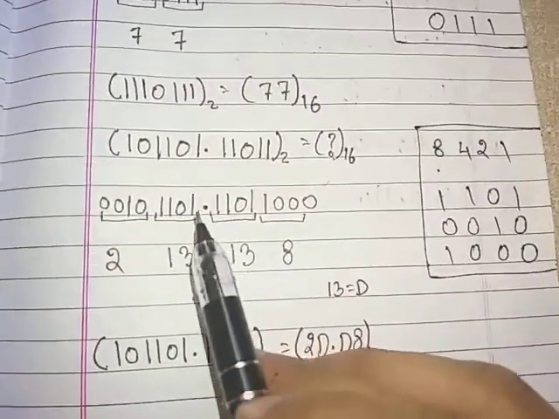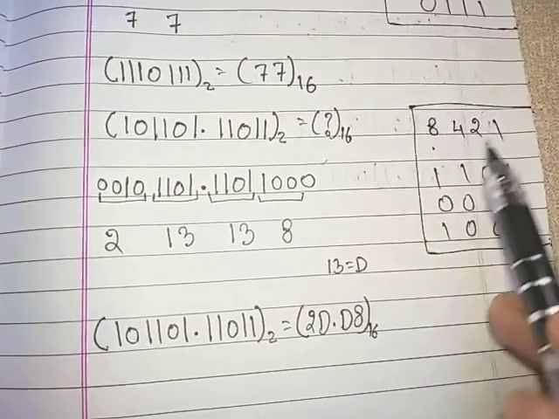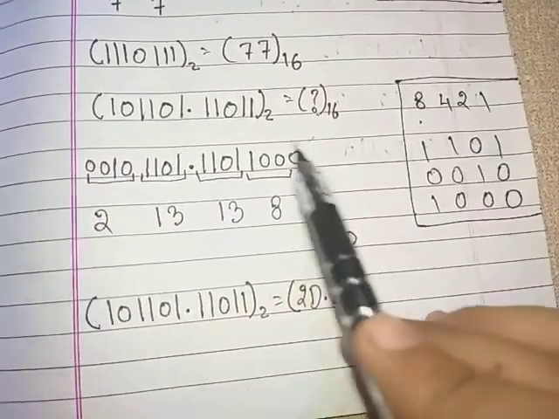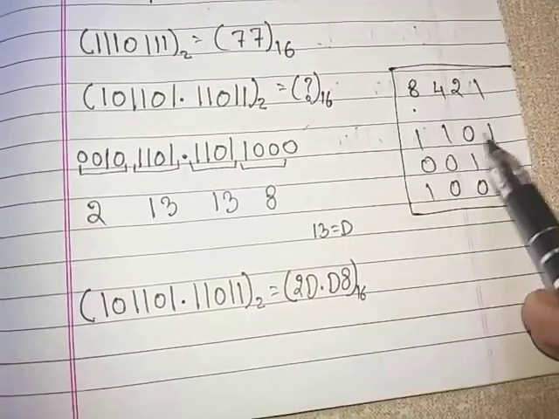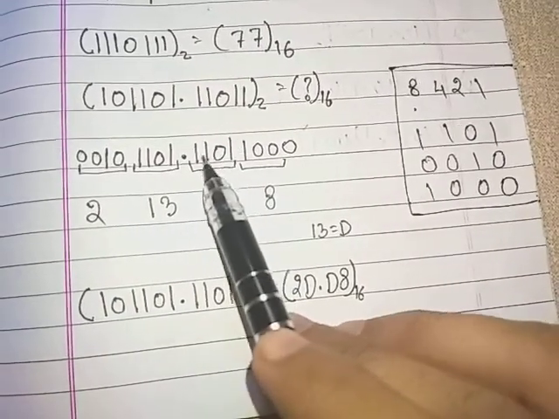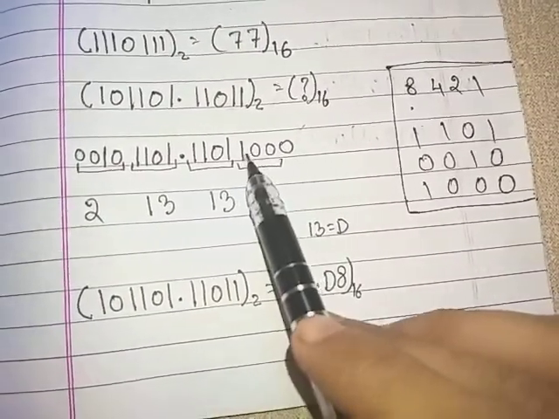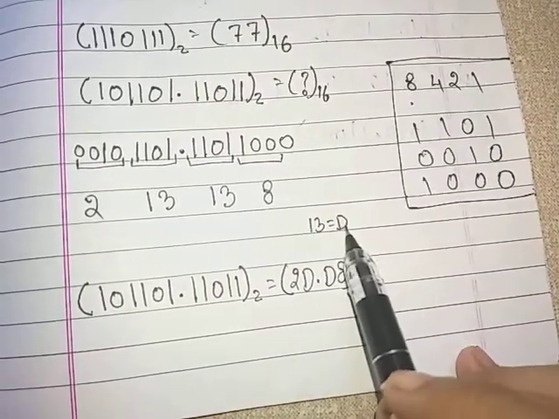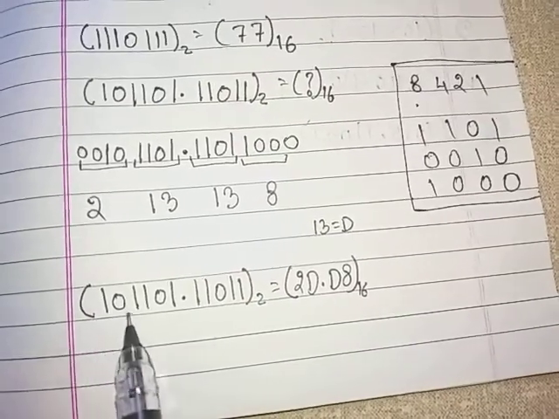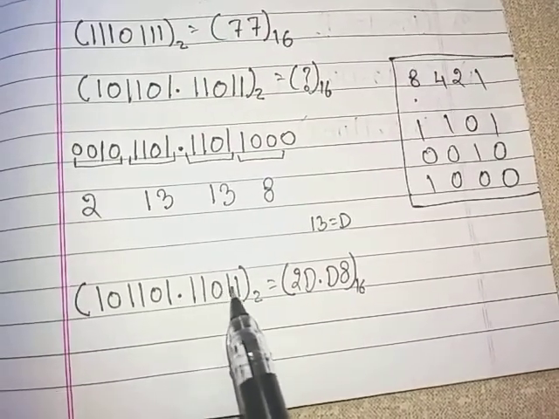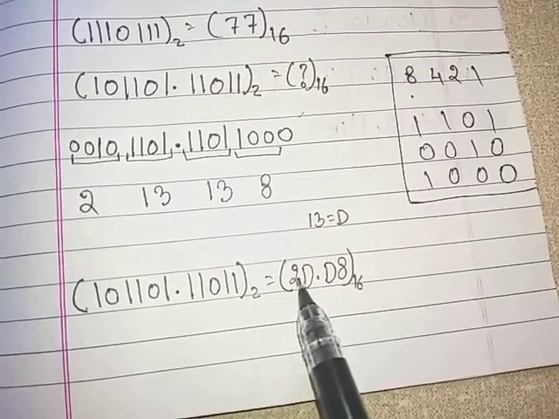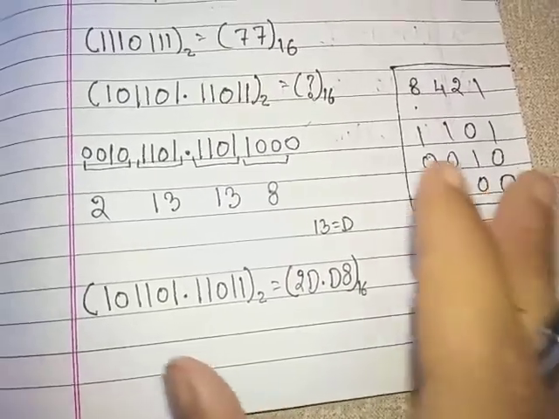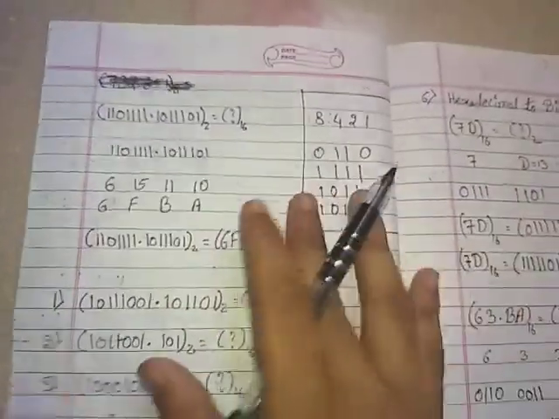On substituting these values into 8421 formula, we have 0010 that is equal to 2, 1101 that is equal to 13, and 1101 that is equal to 13, and 1000 that is equal to 8. As we know that 13 is equal to D in hexadecimal, so we have 101101.11011 radix 2 is equal to 2D.D8 radix 16. Let's see one more example.